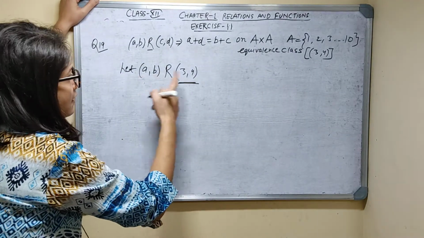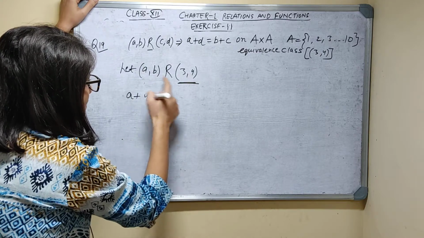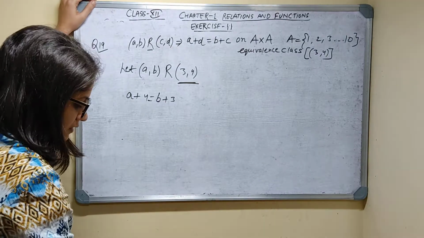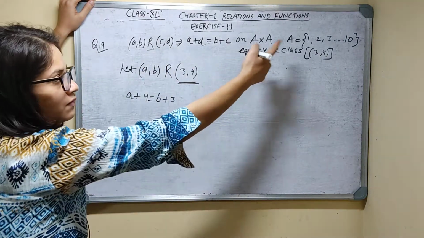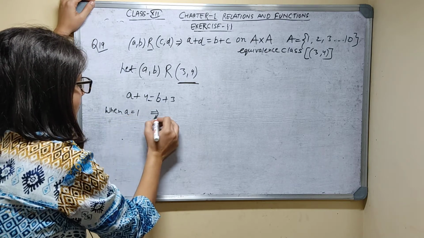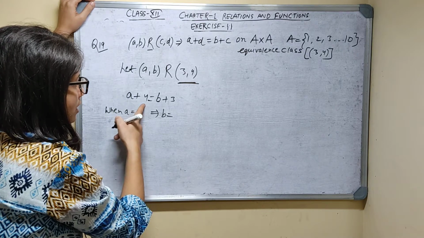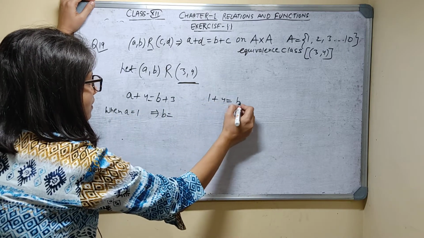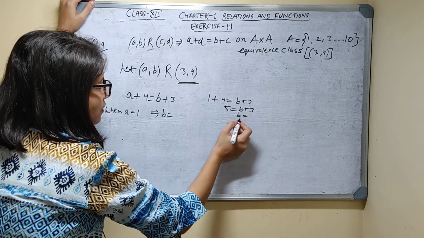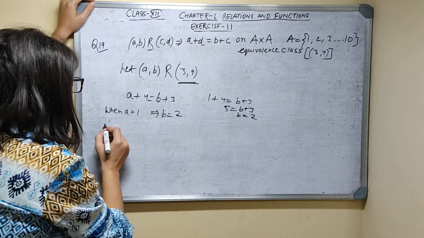It means what? (A, B) is related to (3, 4) means A plus 4 is equal to B plus 3. And the value starts from 1. So when A is equal to 1, 1 plus 4, that is 5, is equal to B plus 3. Or B is equal to 5 minus 3, that is 2. So the B value is 2.